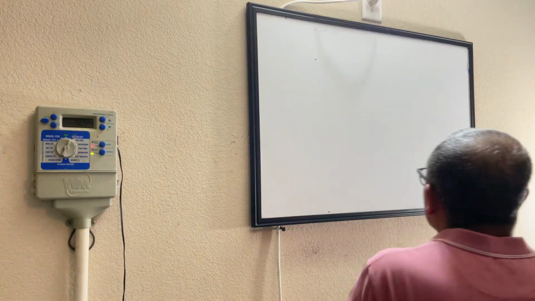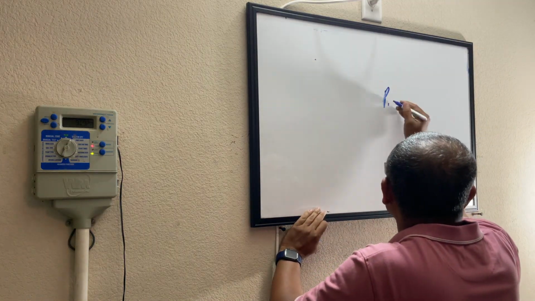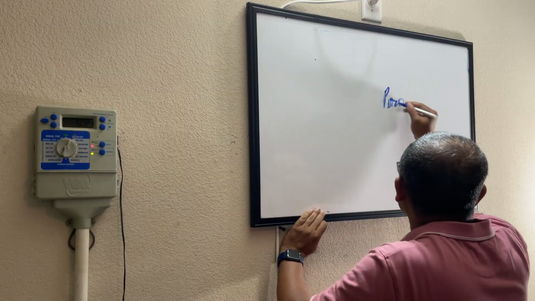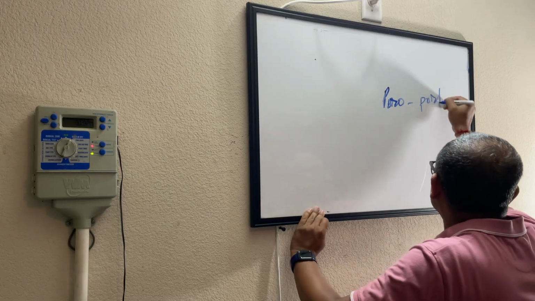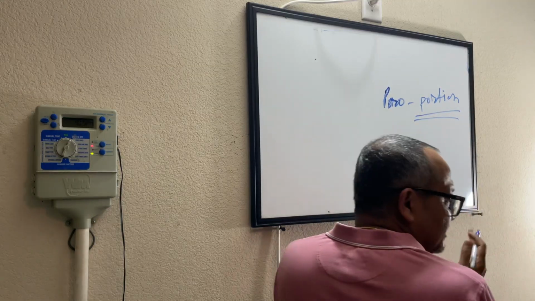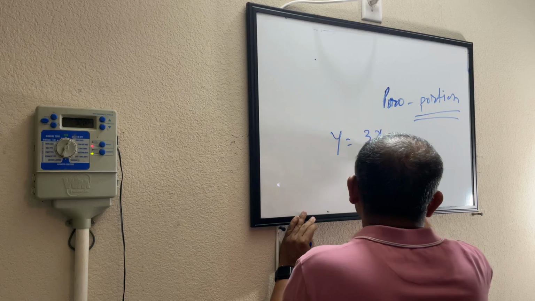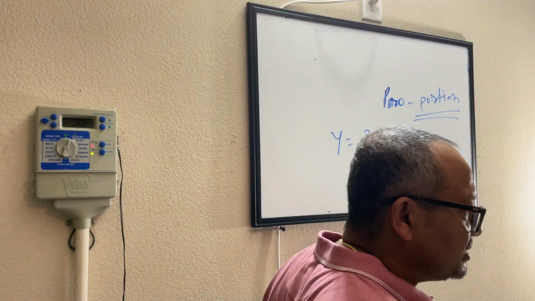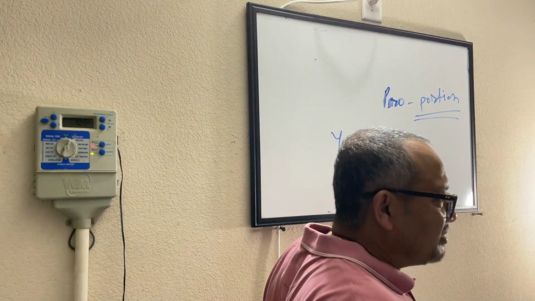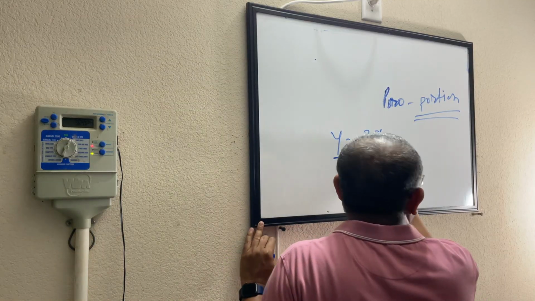We're talking about proportionality. Now let me make it easy for you guys. As I said, proportionality has pro and portion. Proportion, right? Something is a portion of something, a part of something. Now look at this. This looks much easier, much lighter. y equals 3 times x.